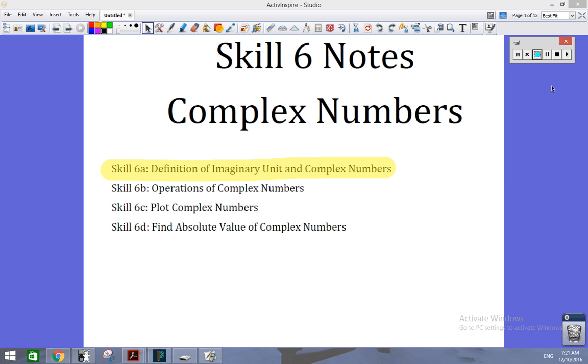Let's take a look at Skill Packet 6. We'll do A, B, C, D in different videos. Definition of imaginary unit and complex numbers.